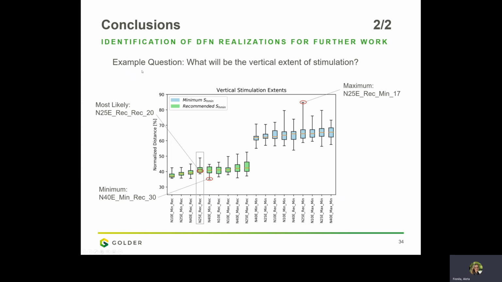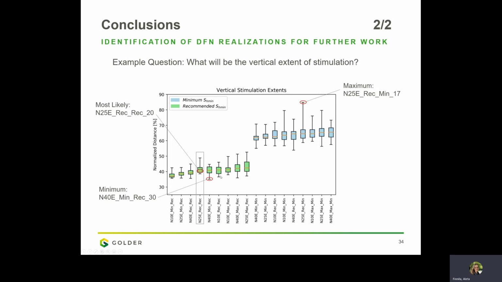So it depends on what question you're asking, but if your question is what will be the vertical extent of stimulation, we can look at these results here. And if you want the most likely, so we have the most likely stress conditions, the most average performing one, we can say it was this realization 20. This would be a very nice candidate to pass on for future work.